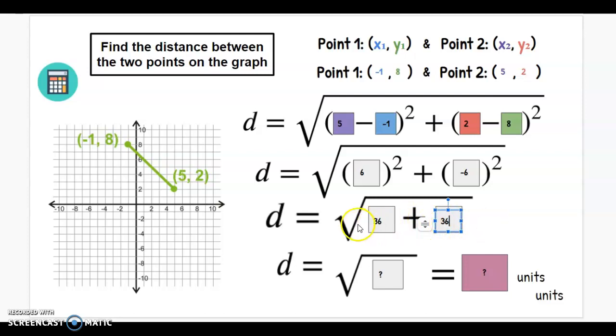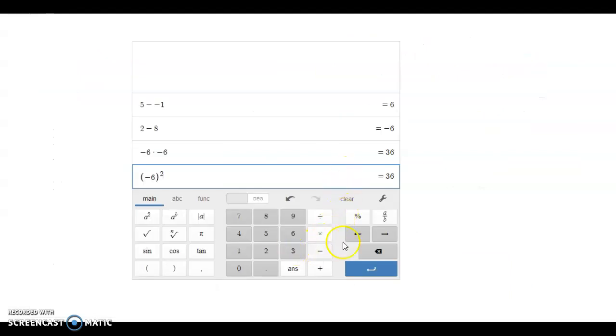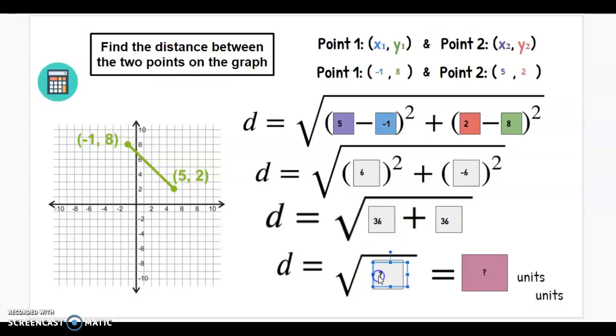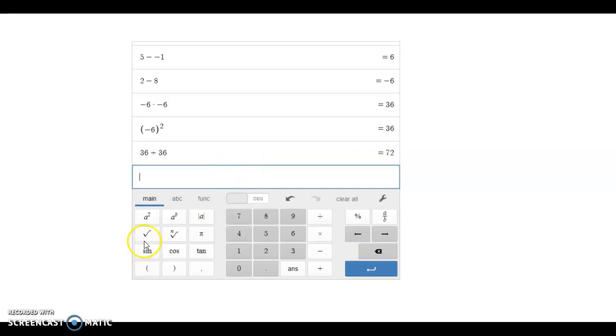These two answers have to be positive. It does not matter if the answers up here are negative. These two answers have to be positive. Then we can do 36 plus 36. We get 72. And then we have our square root button. It looks like a little hook. Okay. And we're going to put our 72 under there. And we get 8.48. You can round it to 8.5. Doesn't really matter.